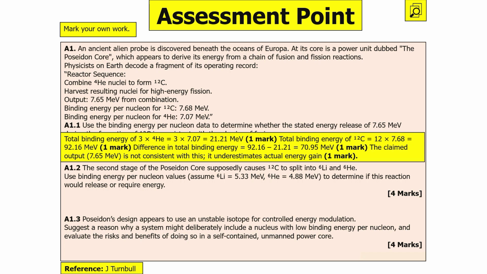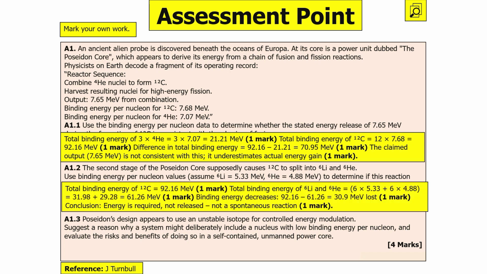In our first one, the total binding energy is 3 times 4 helium, so it's 21.21. The total binding energy of the carbon-12 is going to be 92.16, there's 12 there, so therefore the difference in total binding energy is 70.95 MeV. So the claimed output is not consistent with this, it actually underestimates the actual energy gain found.